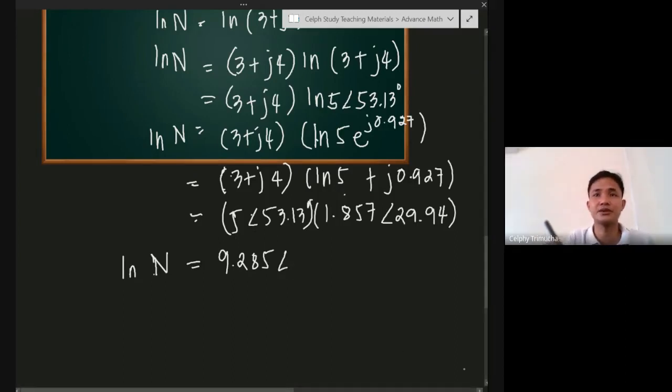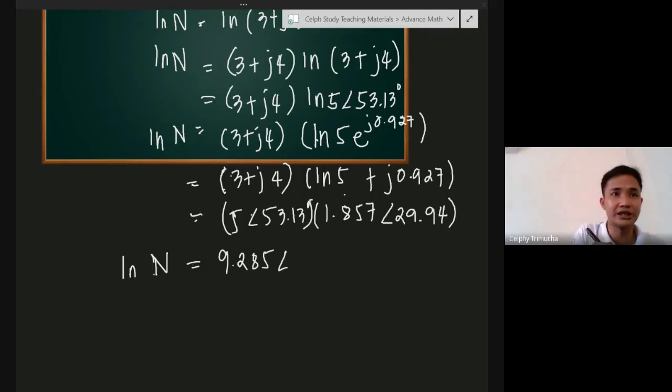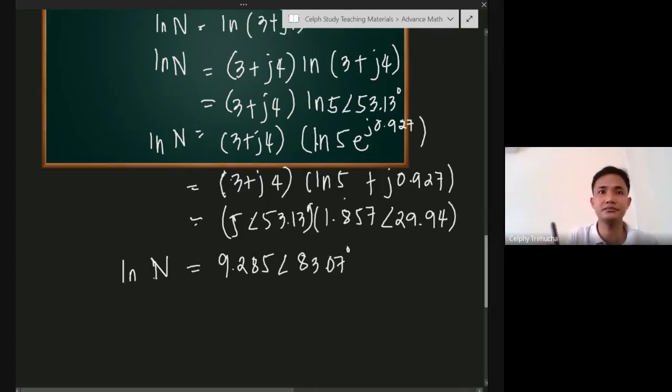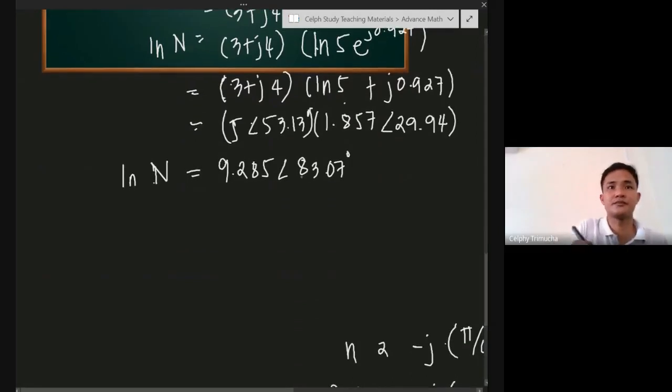Then the angle will be 53.13 plus 29.94 degrees. So we have 83.07 degrees. Okay, so we have ln of n.